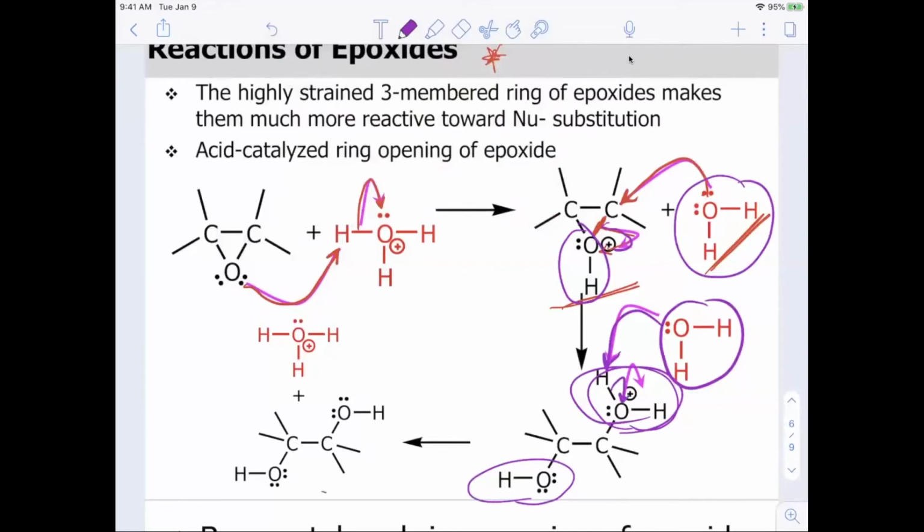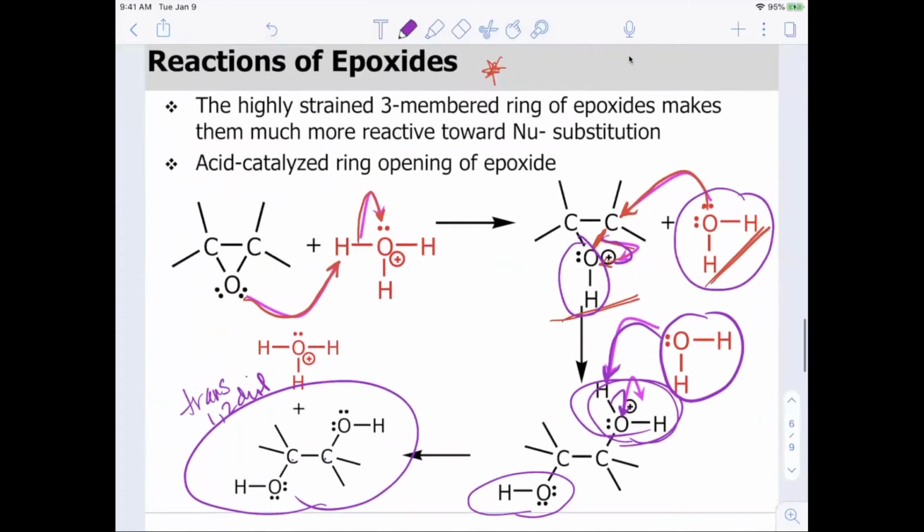And so we end up with a diol. A diol is a compound that has two alcohols. So we end up with this diol. It's a 1,2 diol, and it turns out that it's a trans 1,2 diol that we form when we have an epoxide and we react it with water. This is an example of acid-catalyzed epoxide ring opening.